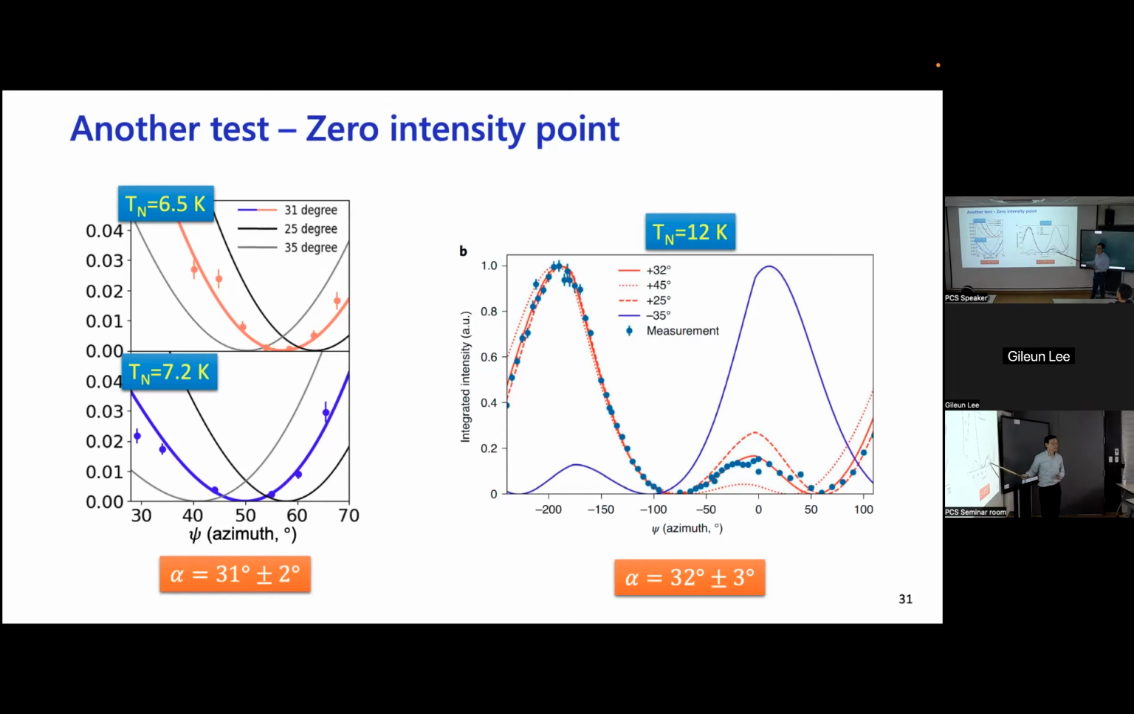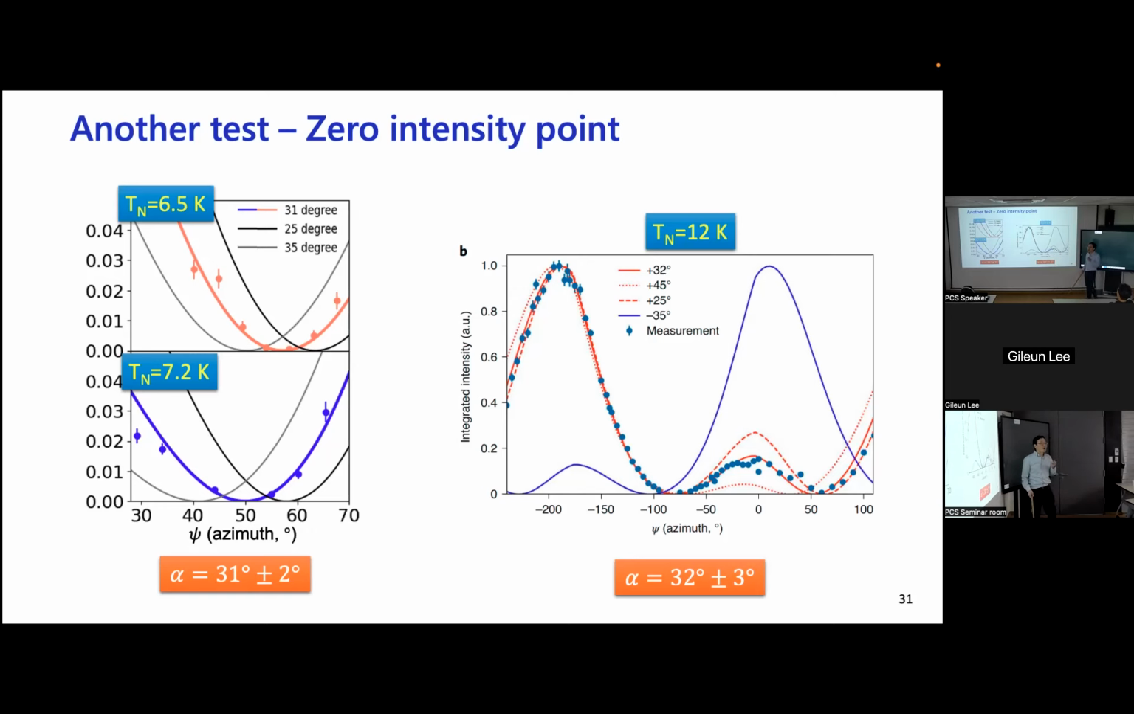And this is our previous result, where we got 32 plus minus 3, or 35 in this case. The reason is, it doesn't really matter, right? This sample has 6.5, this sample has 7.2 Kelvin, this sample has 12 Kelvin. So they are actually different quality samples, but it turns out that their moment direction is all in the same direction. What does it mean? It means that, at least according to this measurement, the in-plane Hamiltonian doesn't really depend on the sample. Which is good news, right? Because then we don't have to worry too much about this.